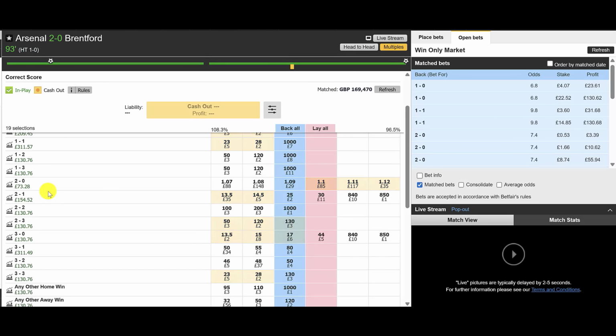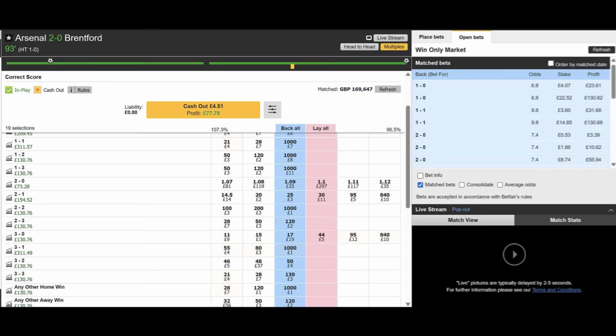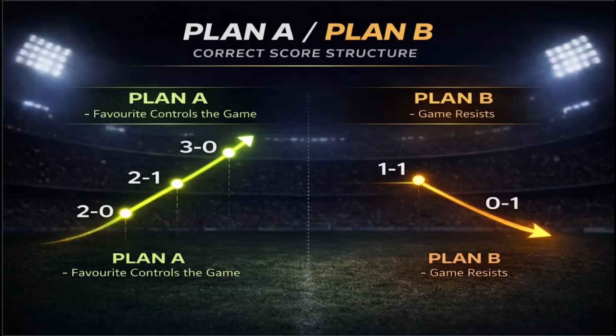We're out with a profit, but most importantly, you've seen how we're using the AI combined with the XG to make the data-driven trades. We're out. Arsenal 2, Brentford 0. So hopefully you're getting more of an idea of the whole concept of incorporating plan A and plan B into your target formula structure.